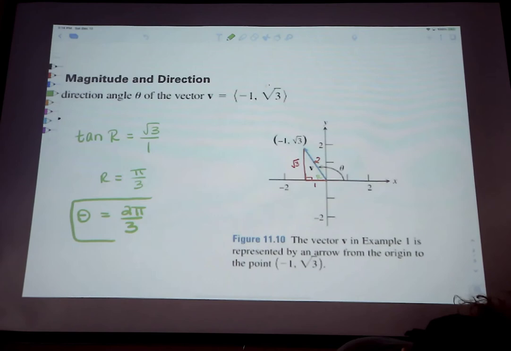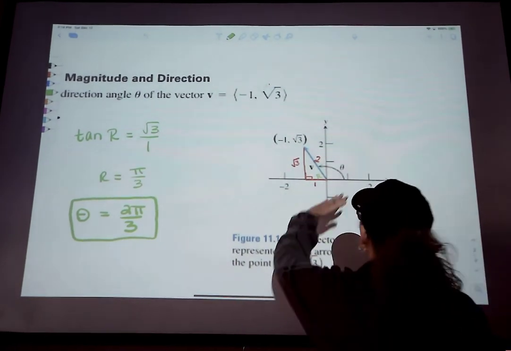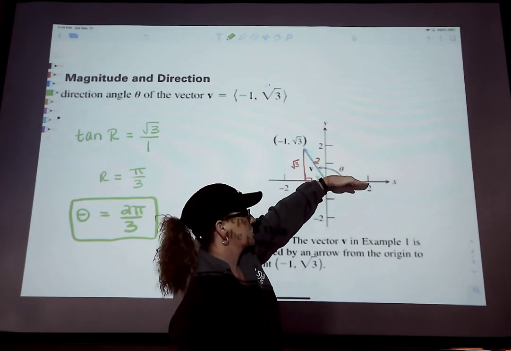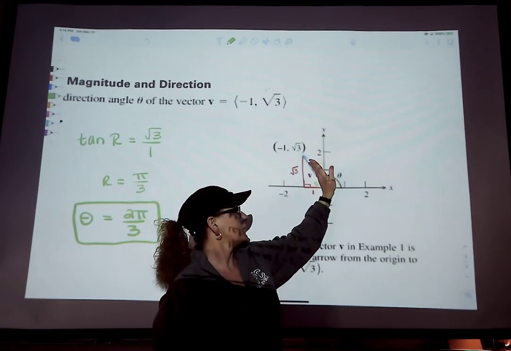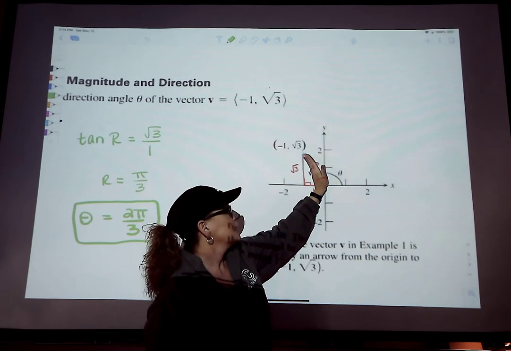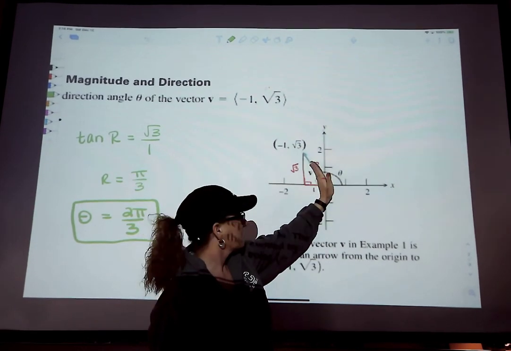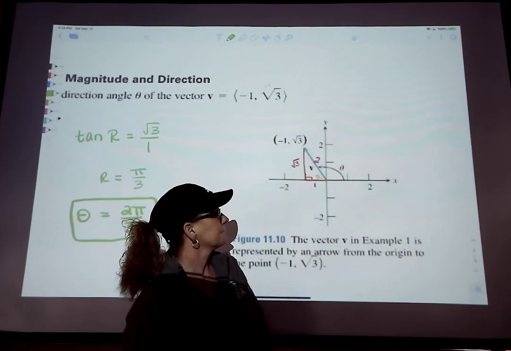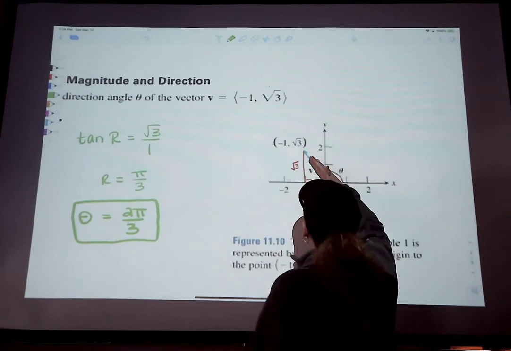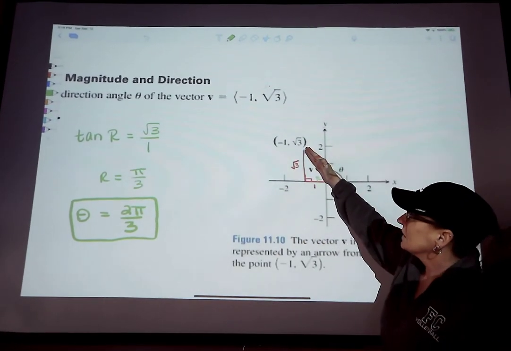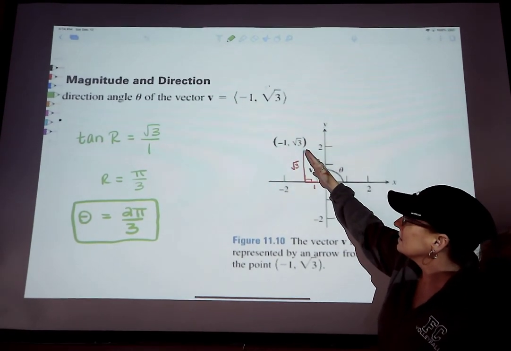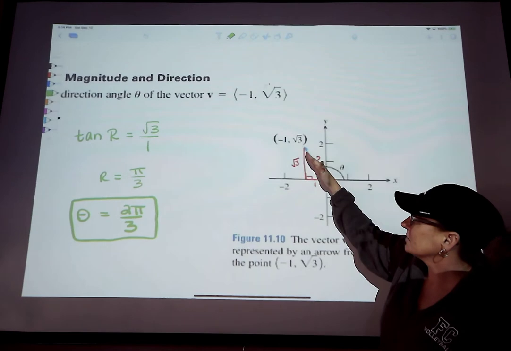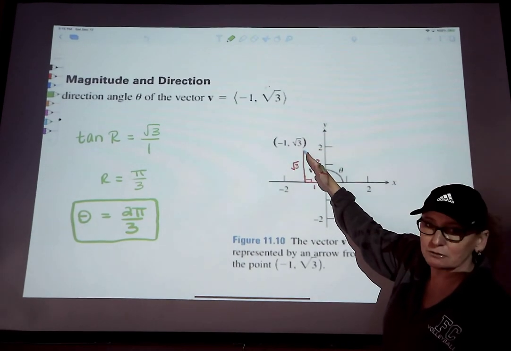That's our direction angle. From starting position at 0, what angle was rotated so that they could put a segment of length 2 right there? Okay, so you know that this segment really could be anywhere on the graph, but we know it has the direction angle of 2 pi over 3.